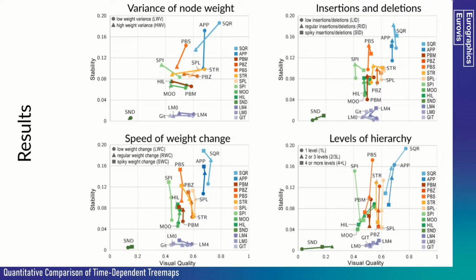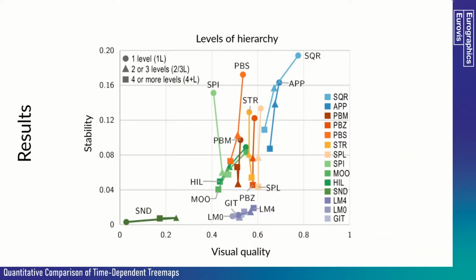For presentation purposes, we will focus on only one of these 4 plots, though we can see some resemblance between the 4 of them. Let's focus the analysis based on the number of levels in the hierarchy. A trend we see here and on the other plots is that other techniques, such as square foot and approximation, score highly on visual quality.